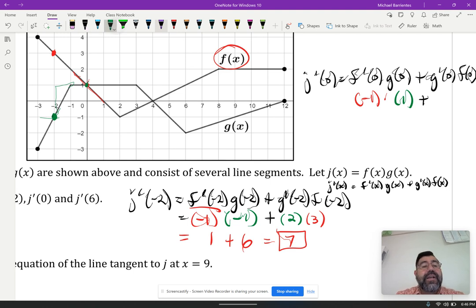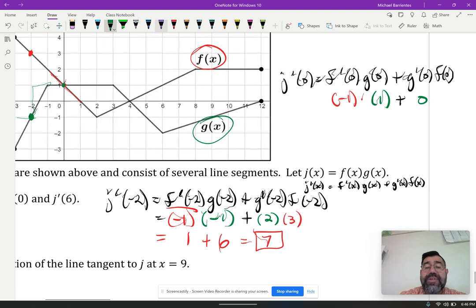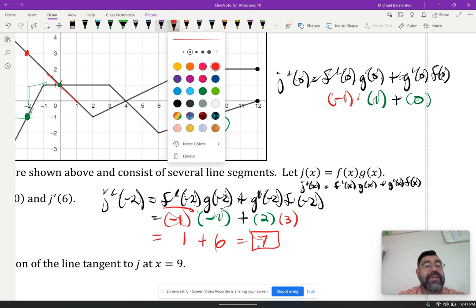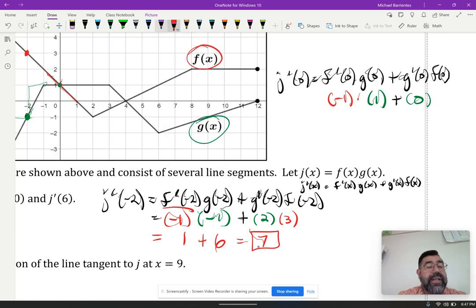Plus the g prime value at 0, that would mean the slope of the line at the green point here. Well, that would be 0 because it's flat, horizontal. And then f of 0, just the regular y value at 0 on the red line, would be 1. Once again, that second part kind of goes away. 0 times 1 is 0. So we're just left with the first part, and the first part is -1.